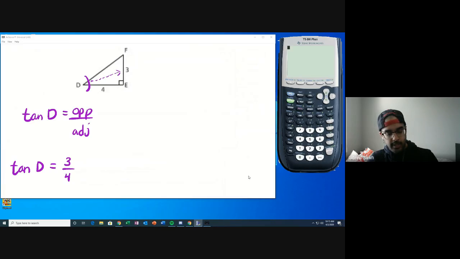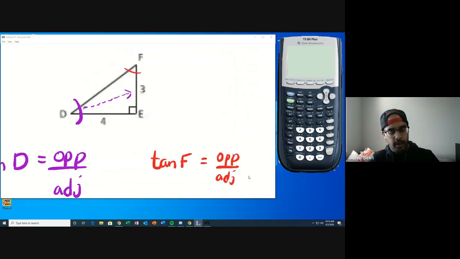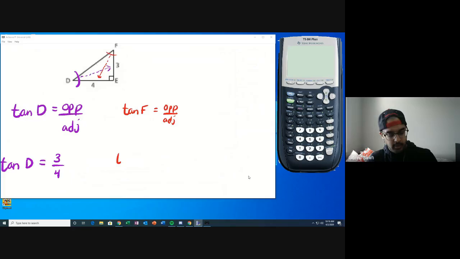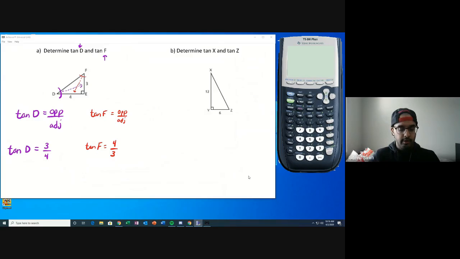Now, let's go find the exact same ratio for the other angle. So the tangent of angle F, again, same relationship, opposite over adjacent. However, now you notice that things are going to change. If I look at angle F as my reference angle, the one in red, its opposite side becomes 4. It's actually completely flipped. So the tangent of angle F is going to be equal to 4 over 3, since the adjacent side has to be the one remaining. It's essentially that fraction's reciprocal, flipped over itself.